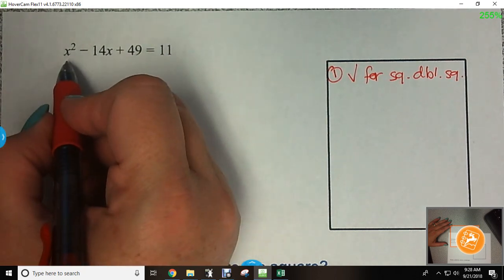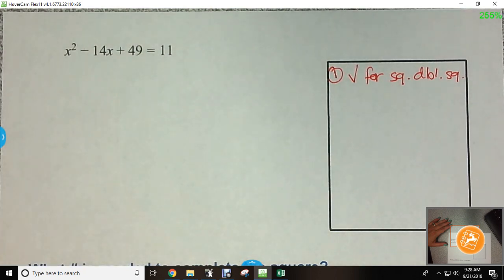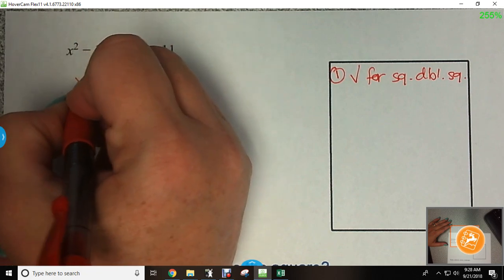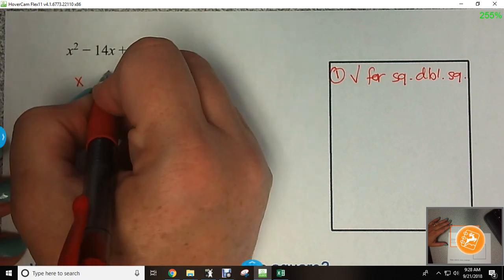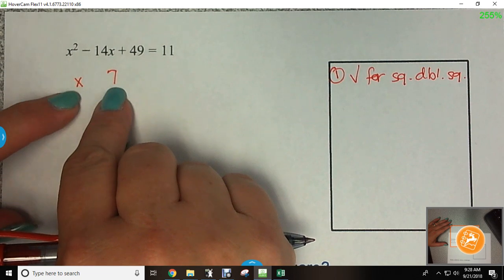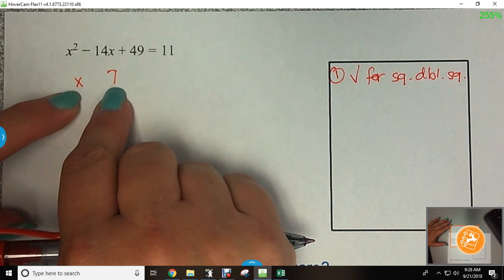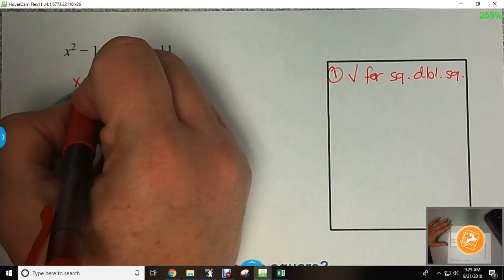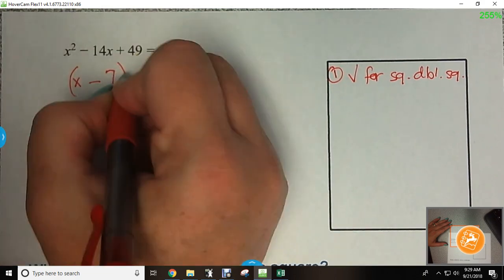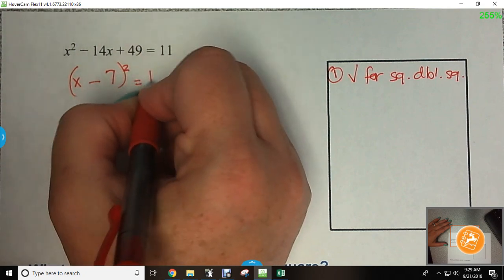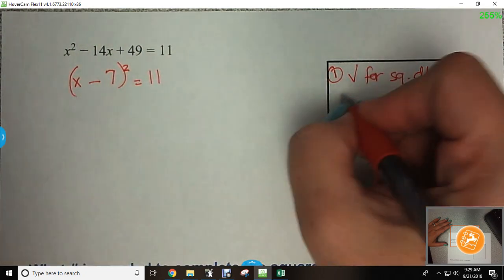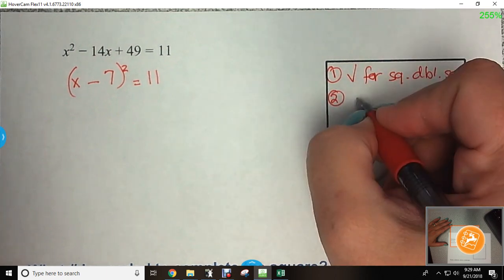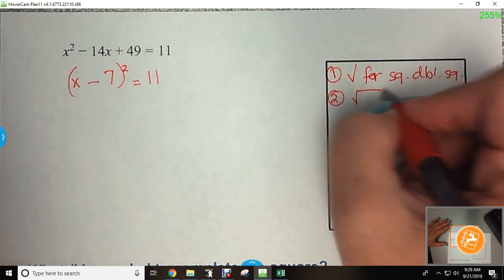So I'm going to go ahead and give you time to pause the video here, and then I'm going to come back and finish working it. So the square root of x squared is x. The square root of 49 is 7. If you multiply those together, you get 7x. Doubled gives me 14x. Because this is negative, I'm going to put a negative in the middle, parentheses, and a square, equals 11. Remember, step 2 is going to be square root property.